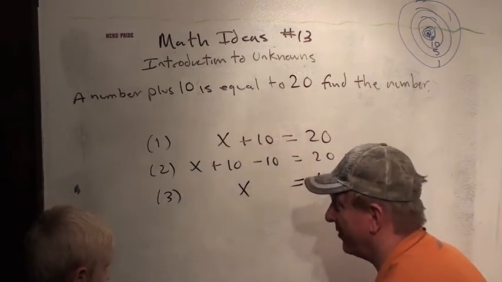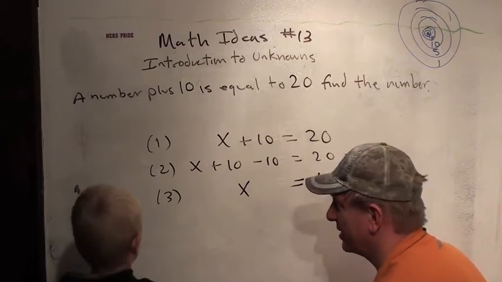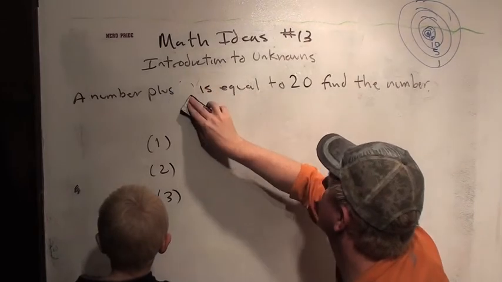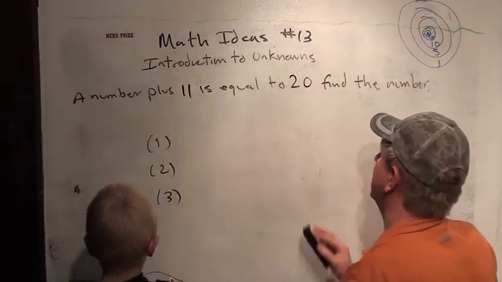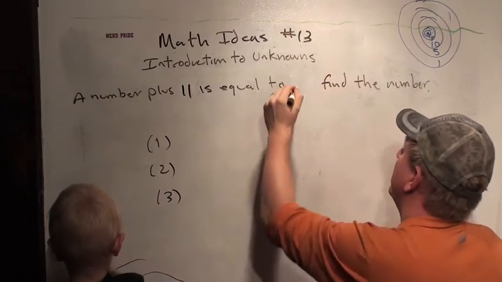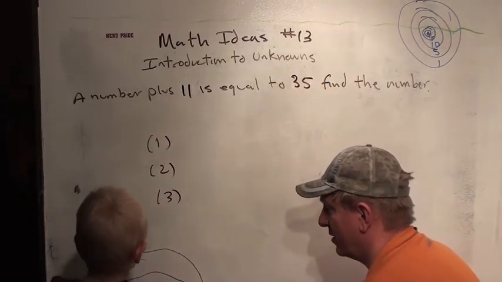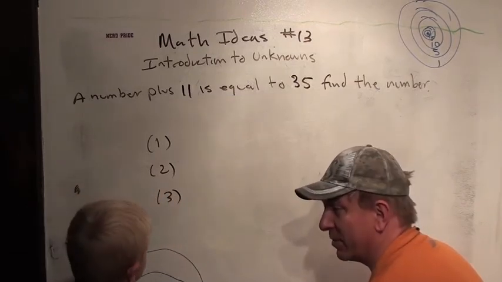Yeah. All right. Should we do one more practice one? Yeah, and then I'll do a trick. How about a number plus 11 equals 35? You with me? Yep. A number plus 11 is equal to 35.